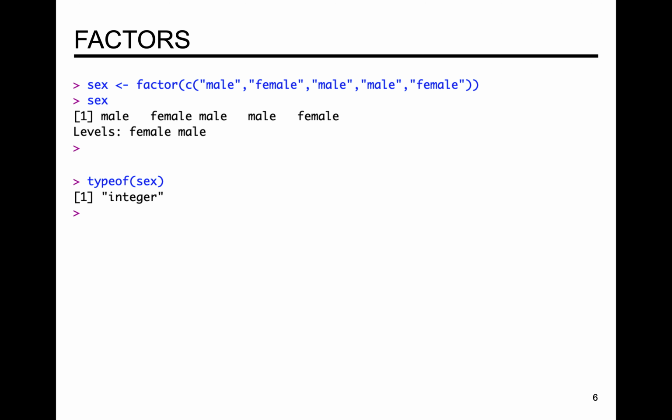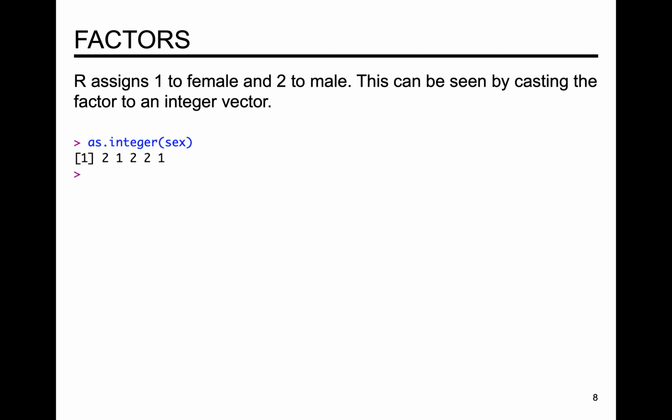If you type typeof(sex) into the R console and press the enter or return key, the output is integer. This might seem odd since we clearly don't see integers in the output above. Let's now type attributes(sex) into the R console. Here the output shows two attributes, levels and class. So a factor is just an integer vector type with class type factor. In fact, R assigns 1 to female and 2 to male.